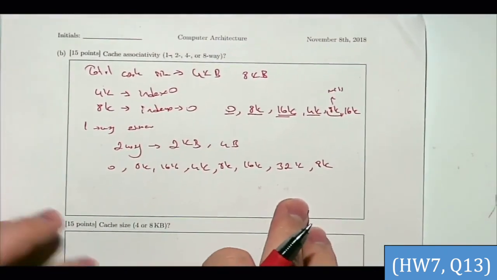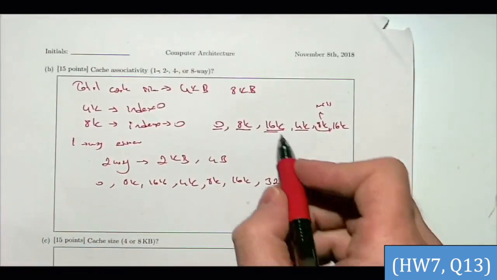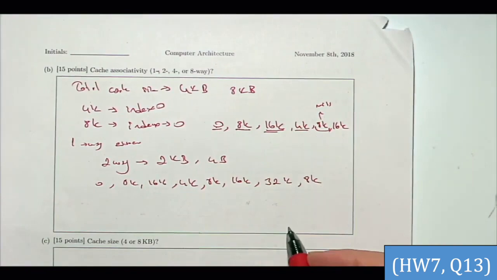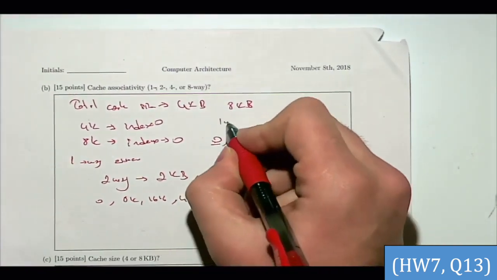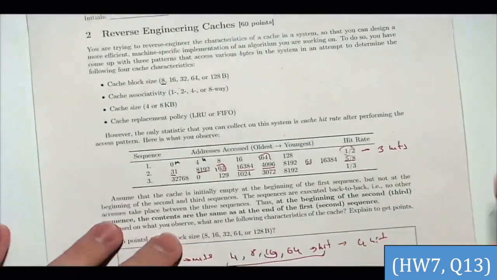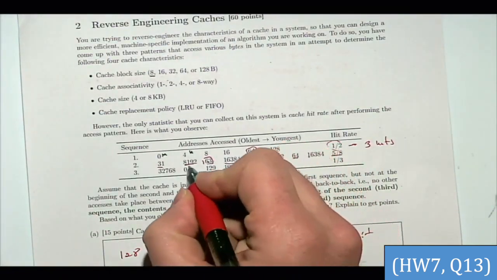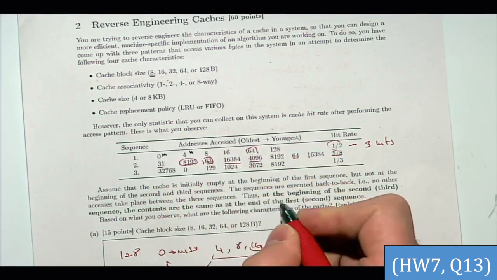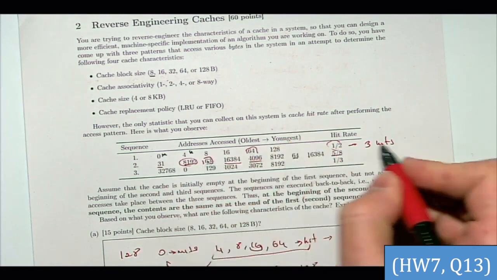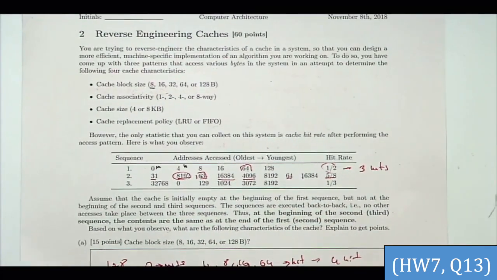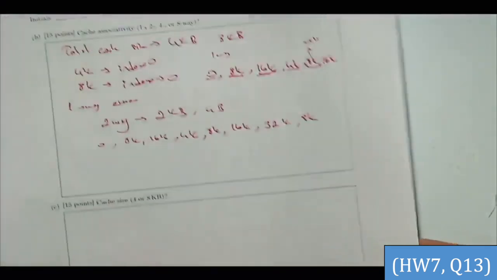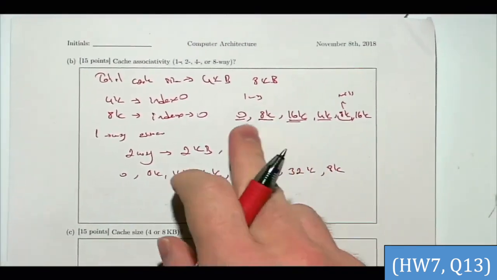This was one. The explanation is similar to the one that I did here. For the 4-way, you can also consider 63 here. 63 will be a miss as well, because I'm going to replace 0 with 8K, and then 63 will be a miss, and this will again reduce the number of hits here.